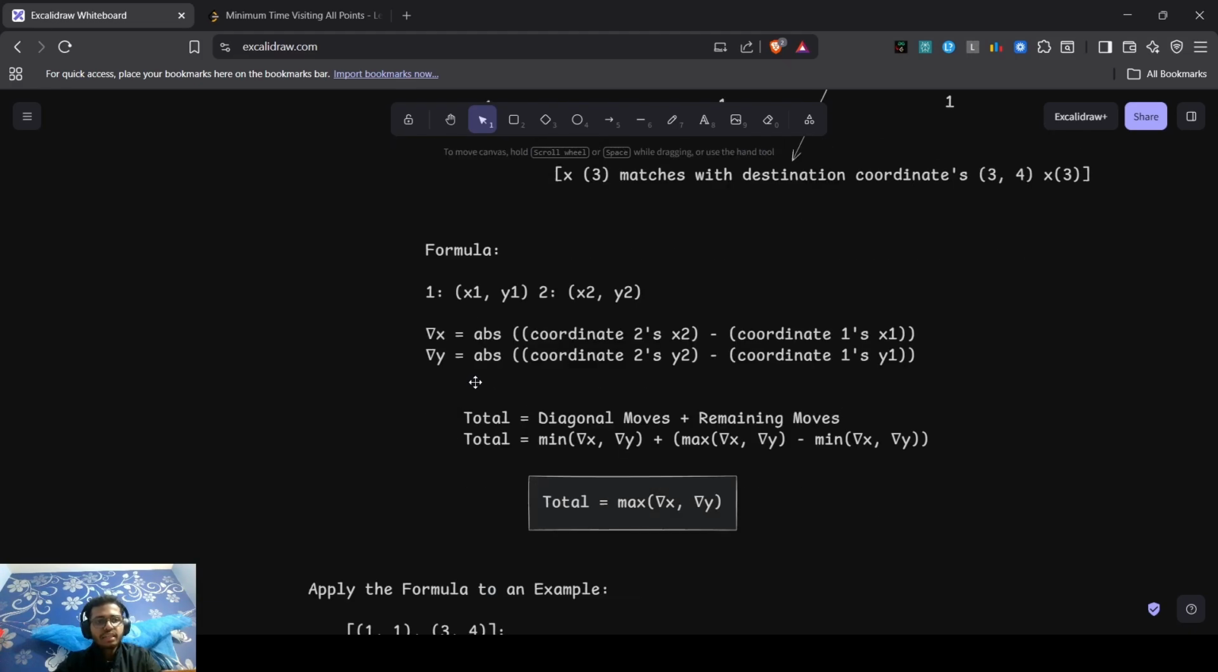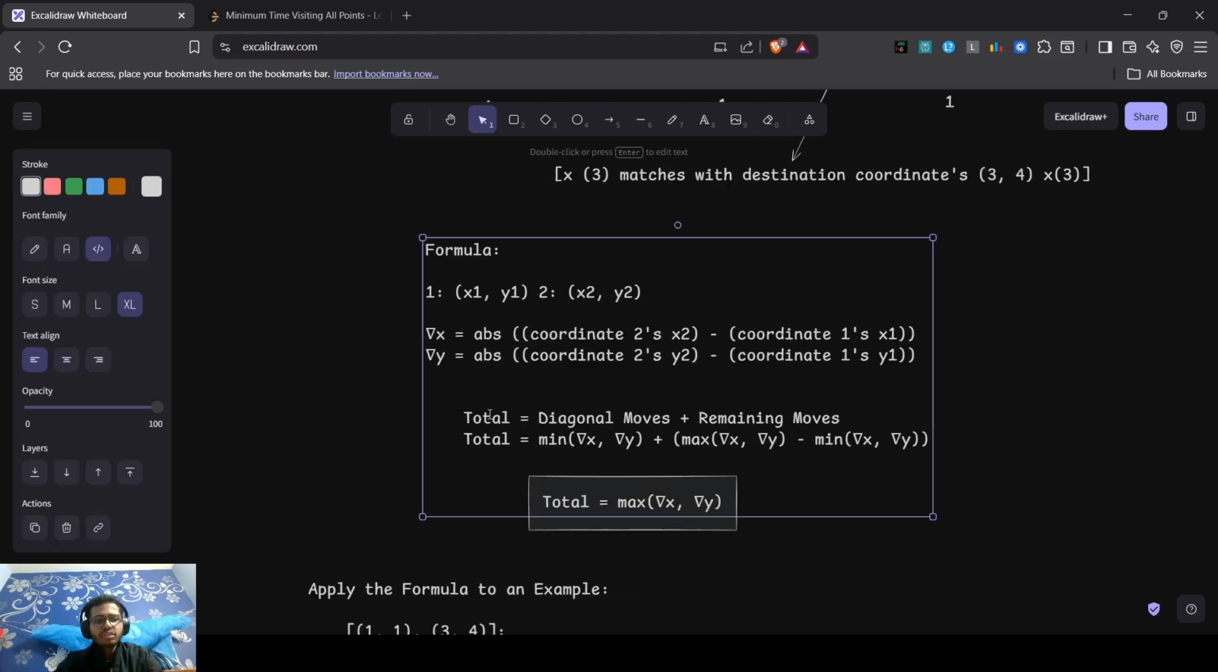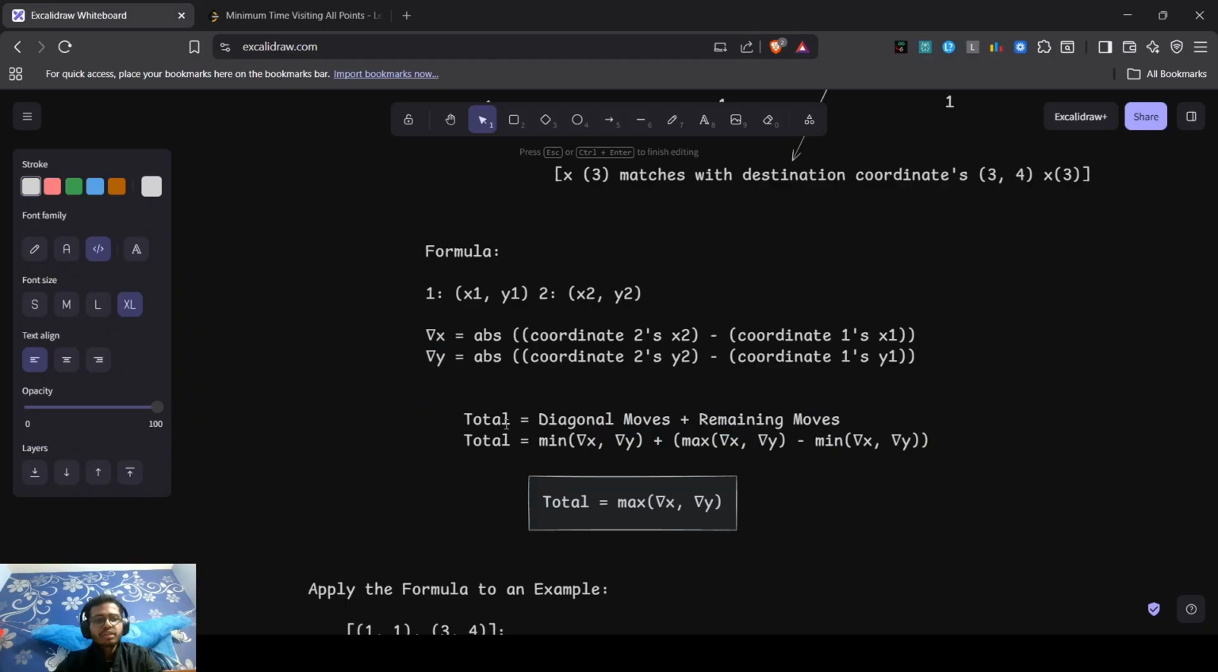After we get del x and del y, what is our total? Our total is diagonal moves plus the remaining moves. We are maximizing the diagonal moves, right? And after diagonal moves are completed, there will be some moves remaining that we need to consider for the straight moves. So that comes under the remaining moves.